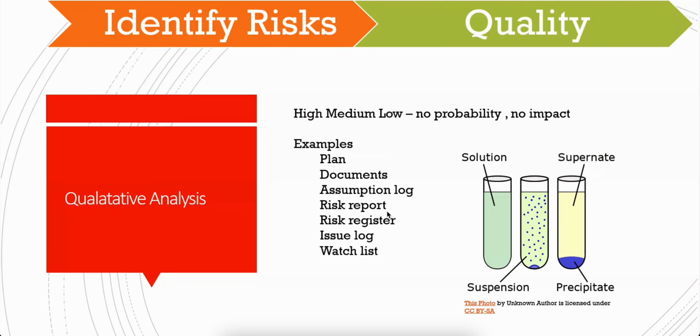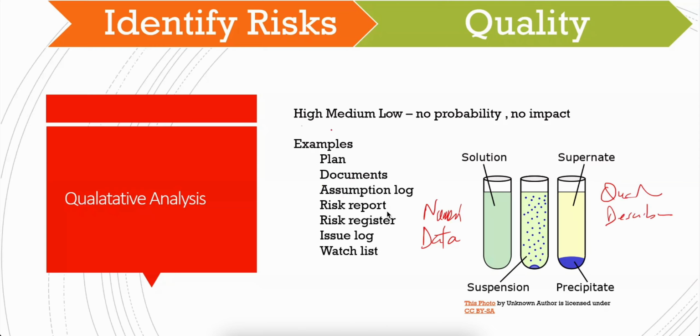All right, so we talked about the qualitative. So now it should be very clear to you. Here in these test tubes, there is no mention of any numeric data. So everything is qualitative. This is a solution. This is supernate. This is precipitate. This is suspension. So they're qualitatively describing what's in these test tubes.